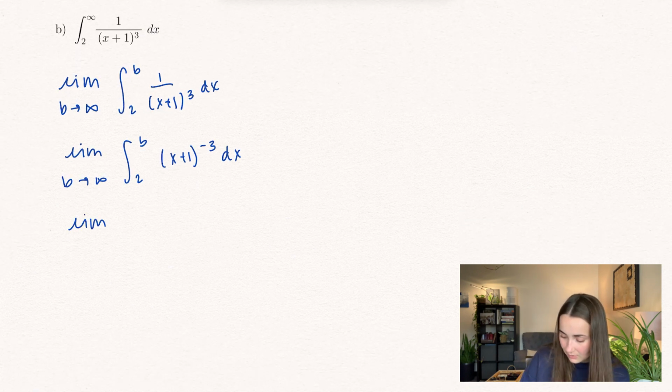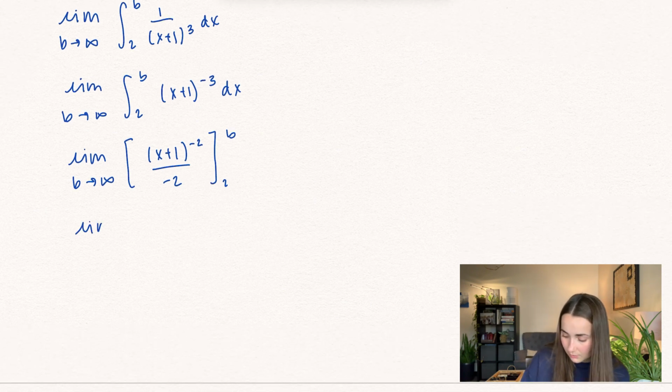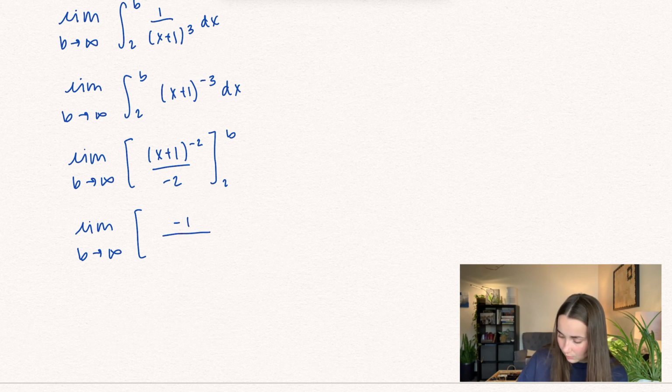So here, now we can go ahead and use power rule. I'm going to go ahead and add 1 to the power. So it's going to be (x plus 1) to the negative 2, divided by that new exponent, evaluated between 2 and b. If you wanted to rewrite it, you totally could. So limit as b approaches infinity, that's going to be negative 1 over 2 times (x plus 1) squared.